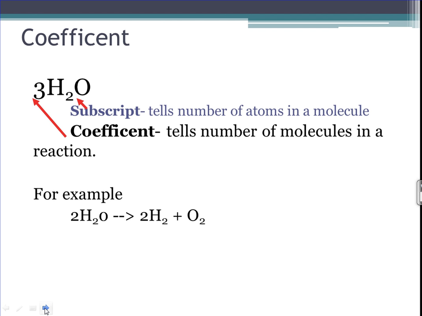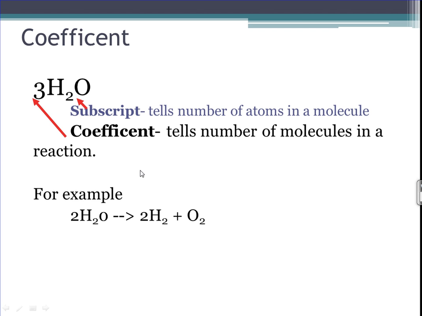Alright, so there's a few words we're going to be using as we're looking at molecules and chemical equations. One is the word subscript, which you've already been exposed to. That tells the number of atoms in the molecule. And here you have the coefficient. Now this is a little bit different. It tells the number of molecules in the whole reaction.